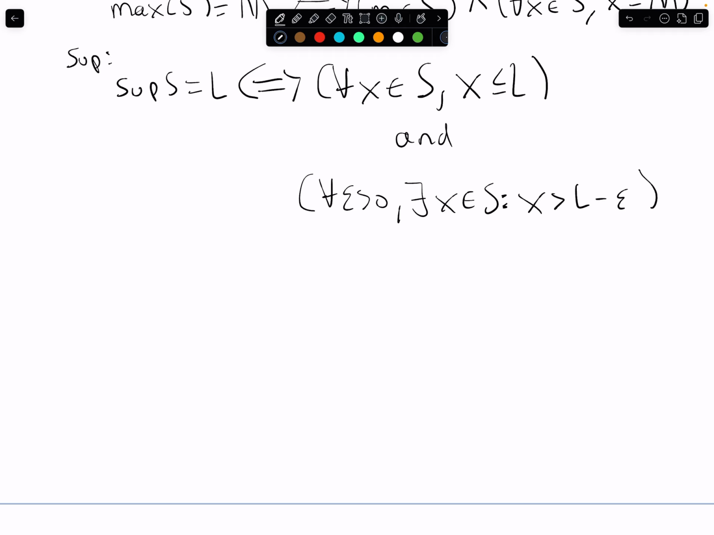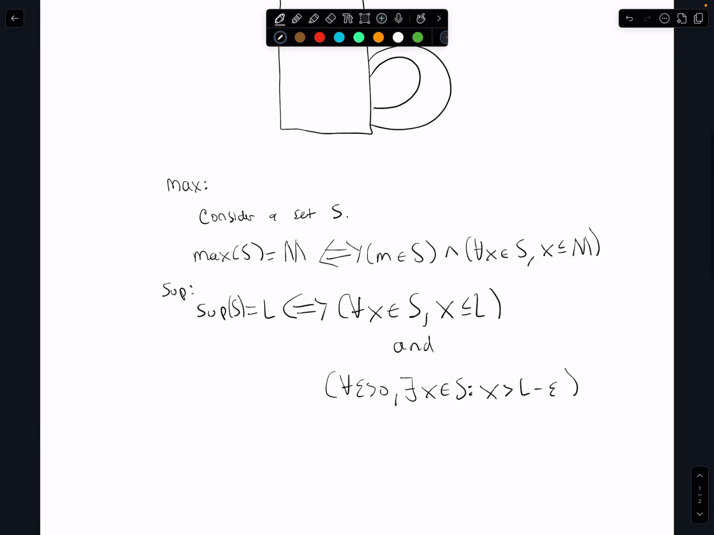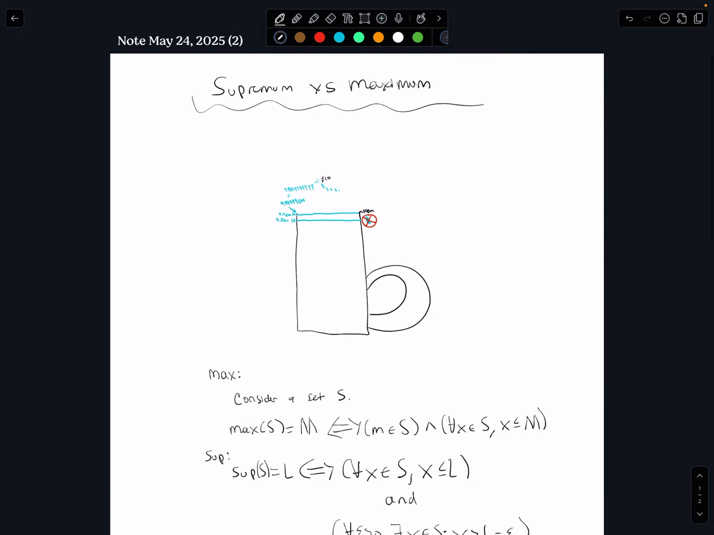And basically, the Supremum, you keep getting closer and closer to it, and you may or may not reach it. And that's just basically the difference. The maximum lies in the set, but the Supremum, it doesn't have to lie in the set. It could be outside of it. It could be just outside of it. It could be so close, but it doesn't have to be in the set. And that's the difference between the supremum and the maximum, guys.